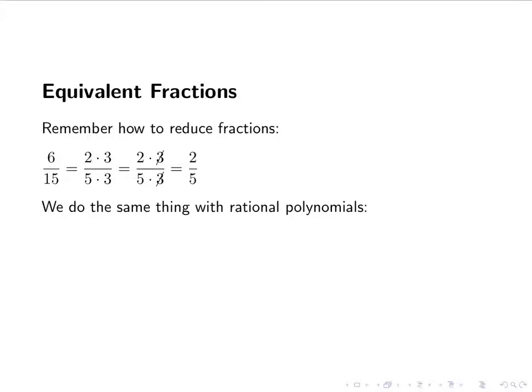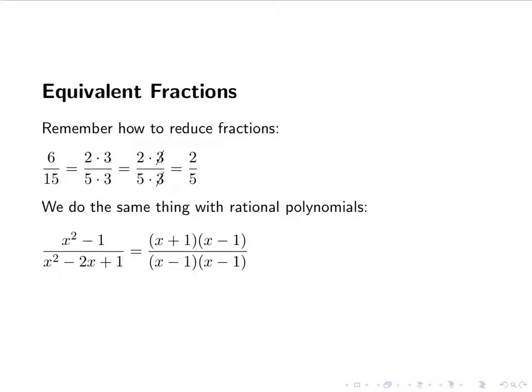We're going to do the same thing, but with rational polynomials. So we have something like x squared minus 1 over x squared minus 2x plus 1. In order to cancel common factors, we have to factor them. I'm not going to spend too much time on the factorization because we did that in another section, but I do want you to, throughout the video, pause it and make sure that you're getting the same factorization.